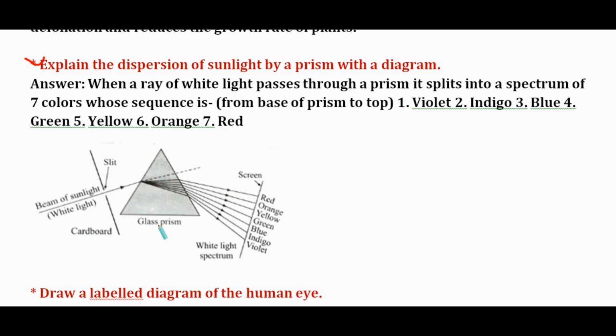And this is the diagram of the dispersion of sunlight. It is a cardboard and it has a slit. This is a beam of sunlight, that is white light. When it passes through the prism, it splits into seven colors. From the base of the prism, it is violet to red.